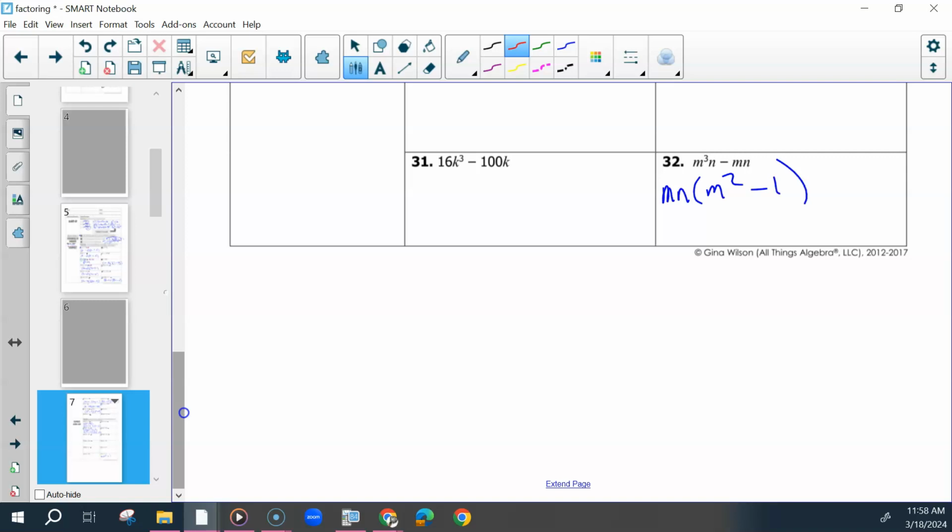Can we do anything else with that? Yes, what? Difference of squares. So that would be what two factors? Plus 1 and minus 1. M plus 1 and M minus 1. Make sure the order is in the correct order. Other questions from the stage?